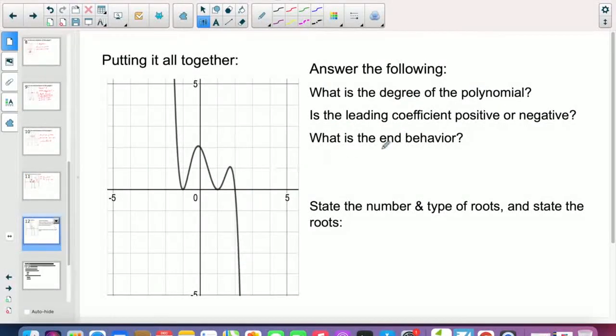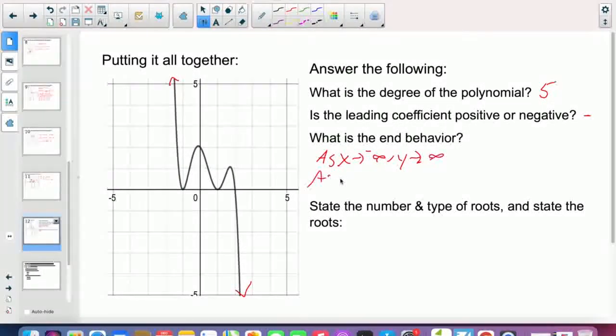So let's put it all together for this one. So this is the exact same graph, okay? So putting it all together, what is the degree? Well, it's got 1, 2, 3, 4 curves, so the degree is 5. The leading coefficient, this is going in a negative slope direction, so it would be negative. For the end behavior, we've done this already, but as x approaches negative infinity, y approaches infinity. As x approaches infinity, y approaches negative infinity.